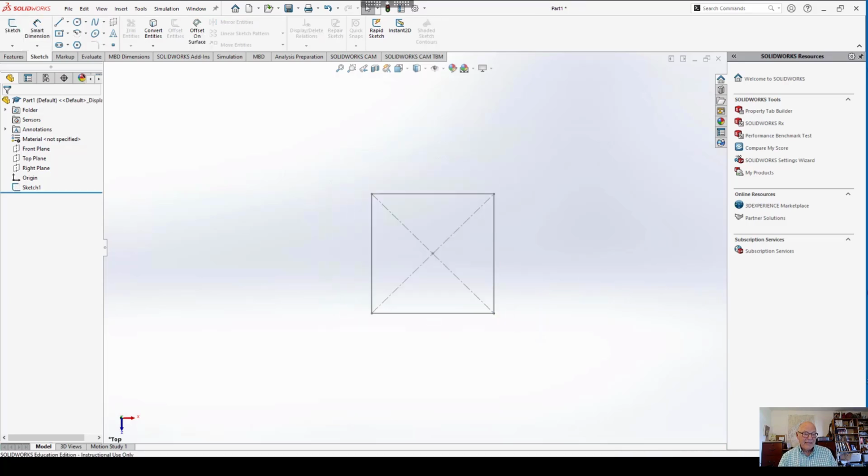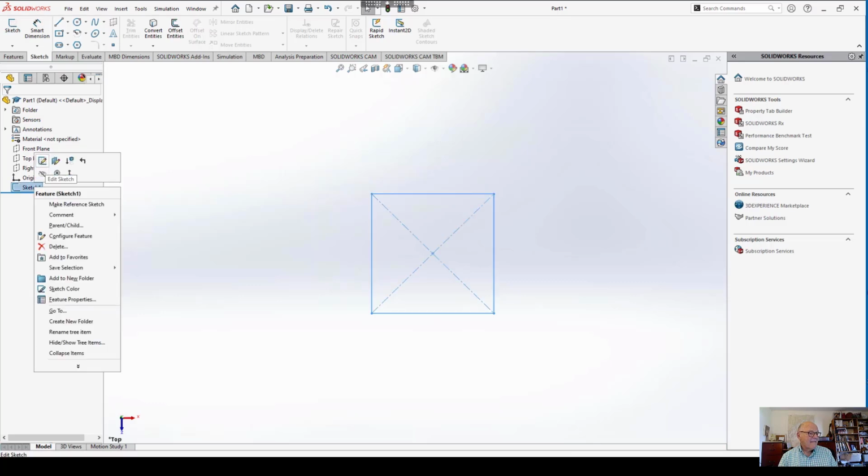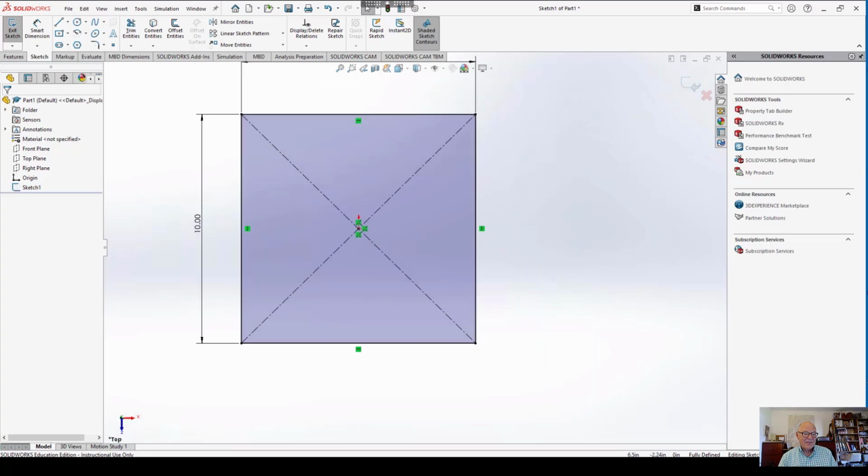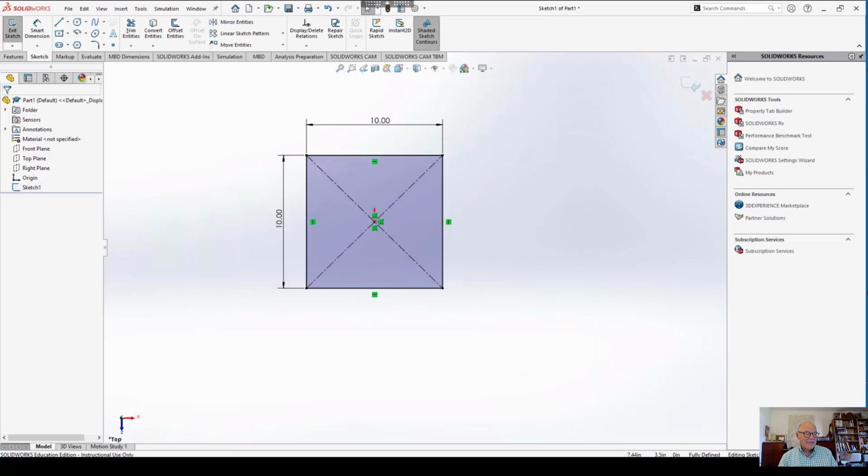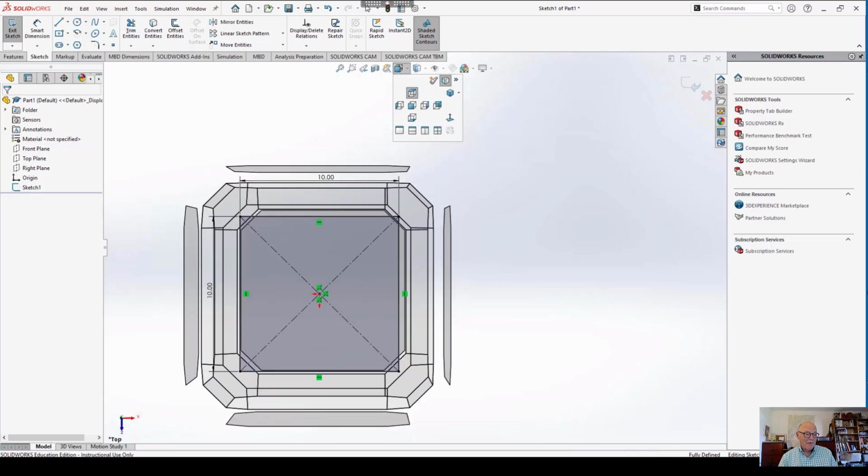Now I'm just going to make, hang on just a minute, going back to editing the sketch. By the way, when you start this, you are likely to have something that looks like this pop up. I don't know any serious user of SolidWorks who uses this. This is really to give beginners an opportunity to see where they're looking from.